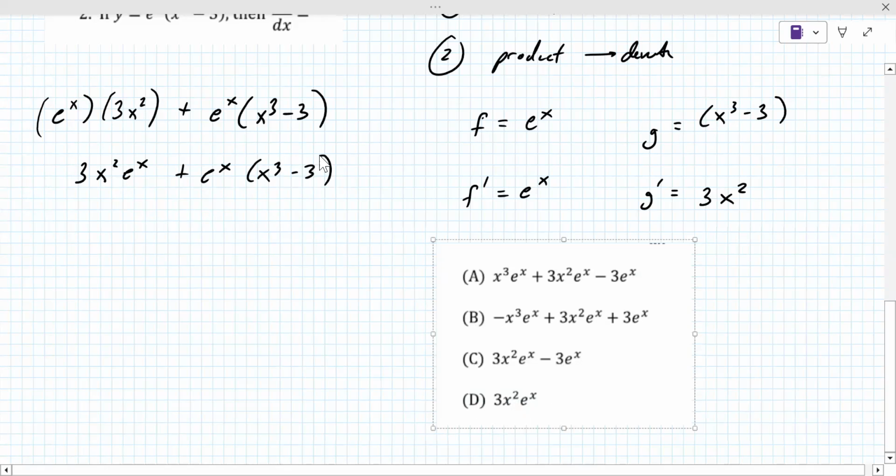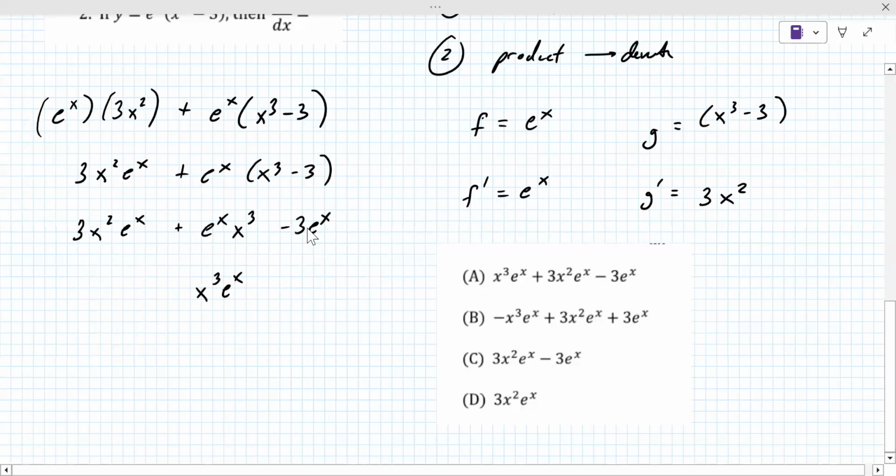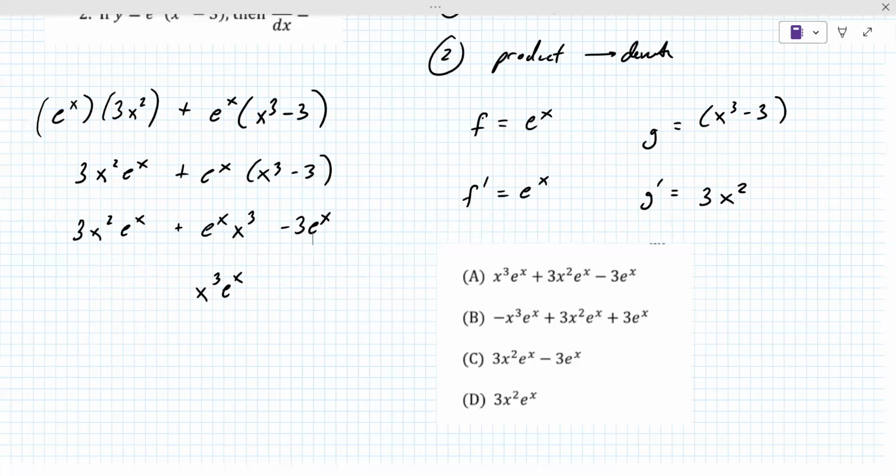Notice though, there's no parentheses in your answers, so you will have to distribute this e to the x to both. So 3x squared e to the x plus e to the x cubed, or x cubed e to the x minus 3 e to the x. And then you're going to say, oh, there it is. There's my derivative.